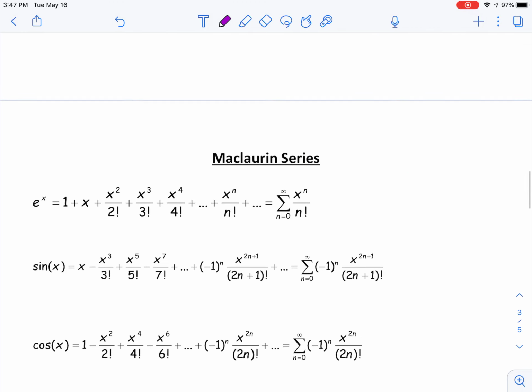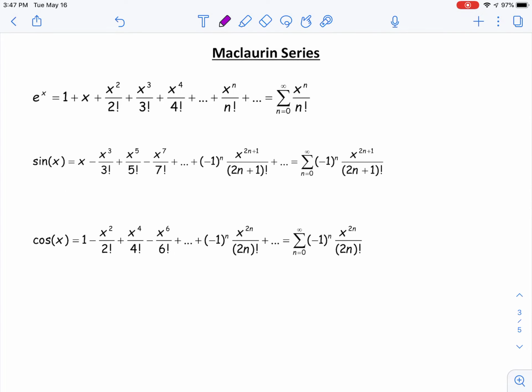When you get into BC calculus, you're going to need to know these 3 Maclaurin series. You will be manipulating them in various ways and finding different things. Like, for example, you'll be plugging in numbers like 2 into maybe one of these series, to be able to get an approximate value for sine of 2 or things like such.